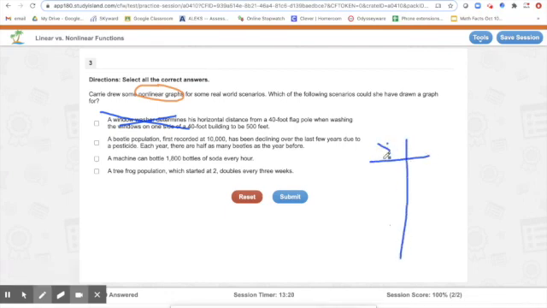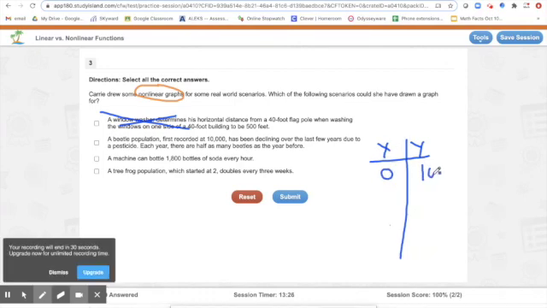So my x's is going to be the time. So at year 0, they started at 10,000. And then at year 1, it went to 5,000 because it was half as much. At year 2, it was half of that at 2,500. All right. Now, our x's, they're going up by ones each time. So that's good. We got a pattern there. But our y's, this goes down by 5,000.